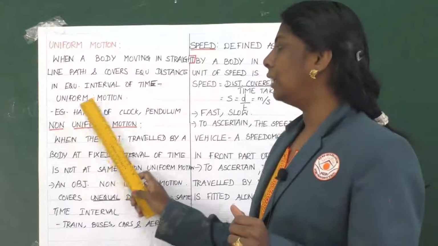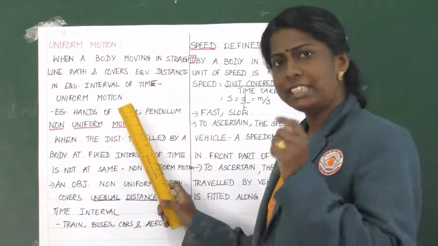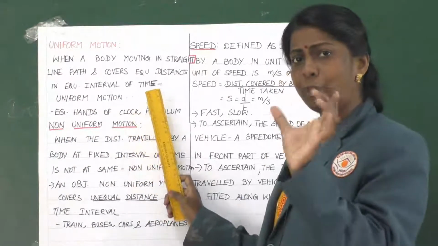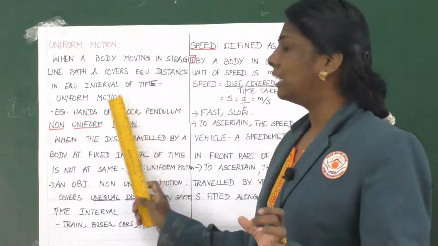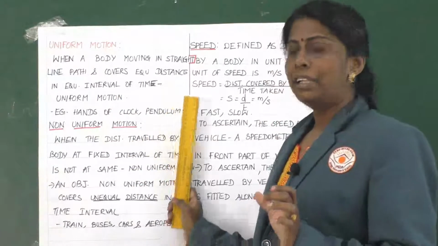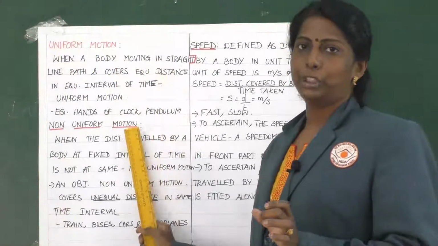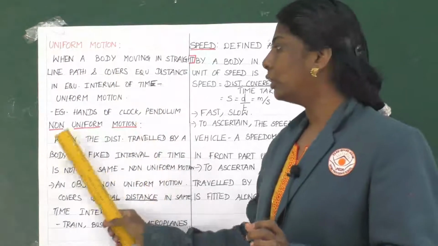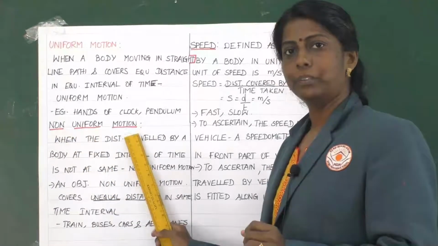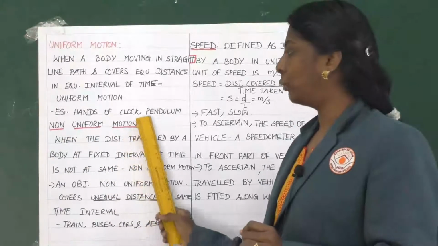Clear? For example, the hands of a clock. Always it takes uniform time, an equal amount of time. Is it not? Then the pendulum, the simple pendulum. So this is what uniform motion is about. The second thing is about non-uniform motion. Non-uniform motion. What is this?